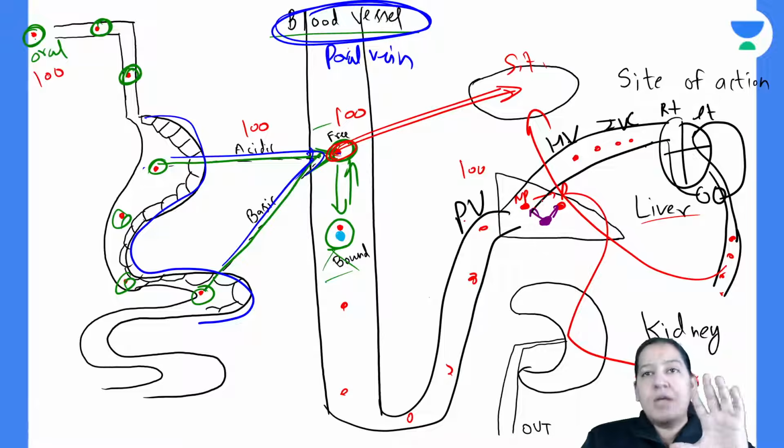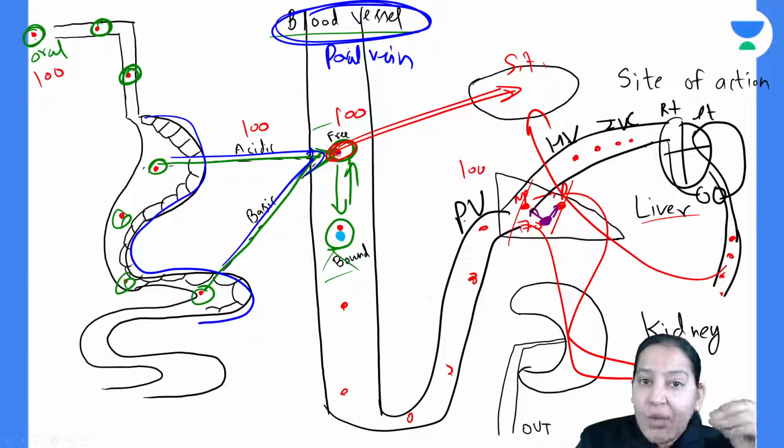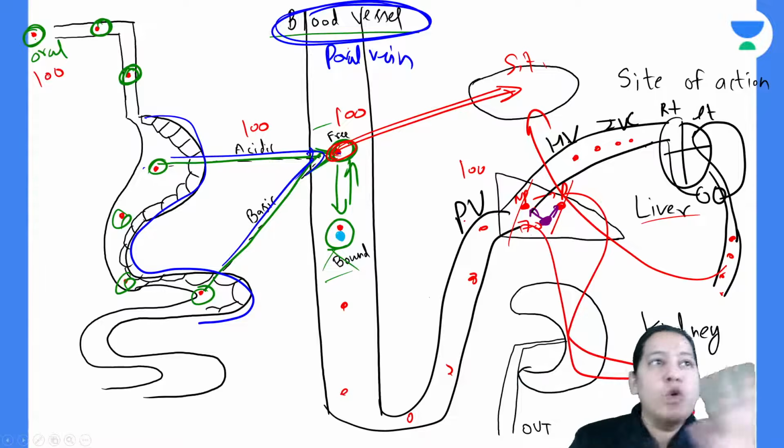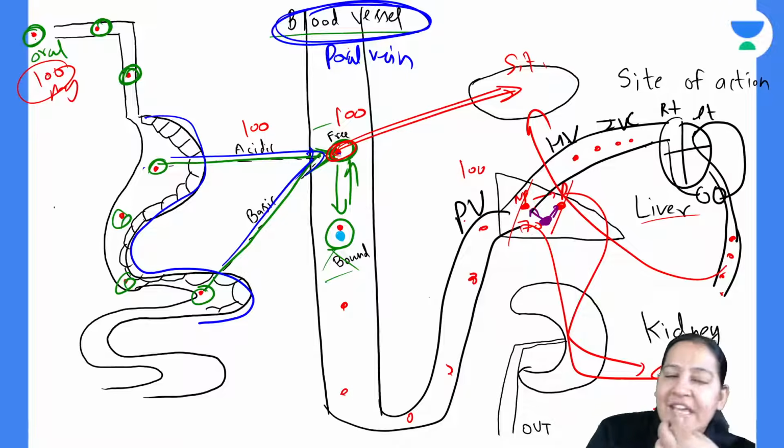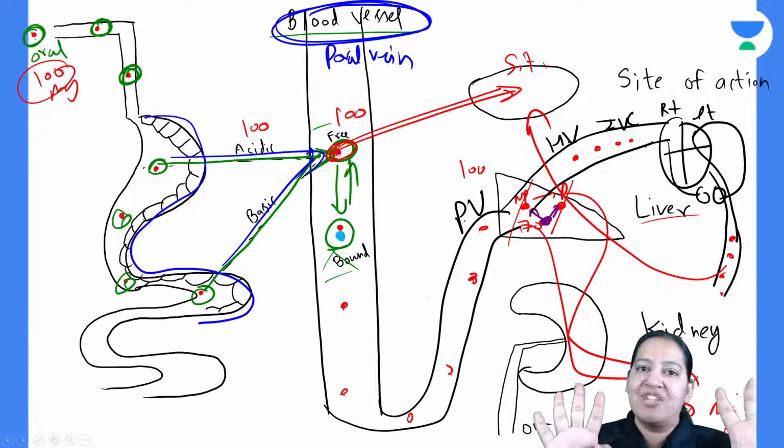Entering the liver, out of the 100, 70 milligram of the drug is converted from non-polar to polar. So 70 milligram is excreted without acting. So it is wastage of money. You are paying for 100 milligram. You are taking a tablet of 100 milligram, and 70 milligram is excreted in the urine without showing action.